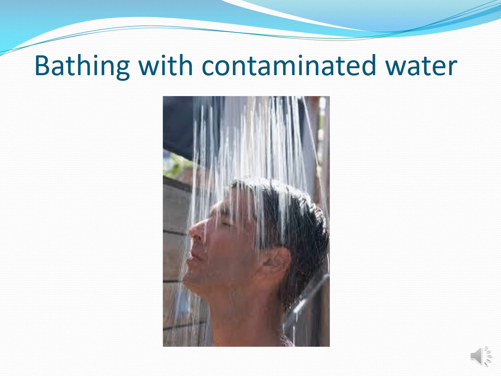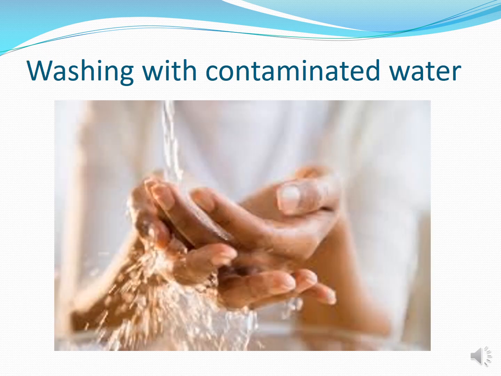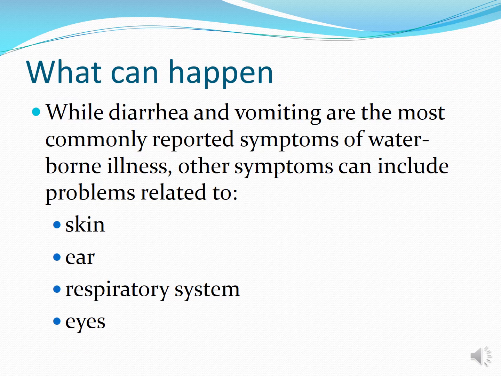Bathing with contaminated water is also one source of transmission of pathogenic organisms. Even washing hands with contaminated water will also lead to transmission of many of these organisms. What can happen when we get this transmission of waterborne disease? While diarrhea and vomiting are the most commonly reported symptoms of waterborne disease, other symptoms can include problems related to skin, ear, respiratory system, eyes, etc.